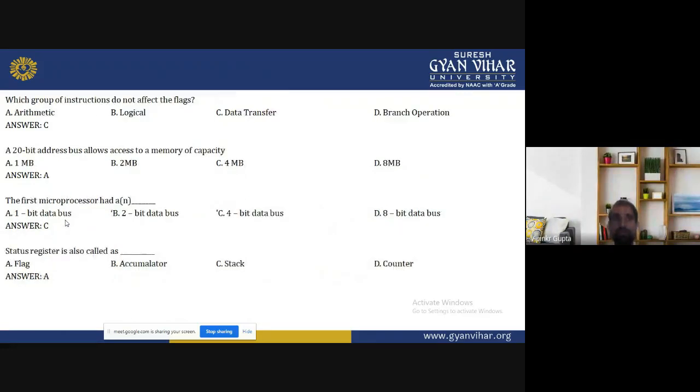Which group of instructions does not affect the flags? The transfer group, as I already mentioned. In the first group, the data transfer group, no flags are affected.